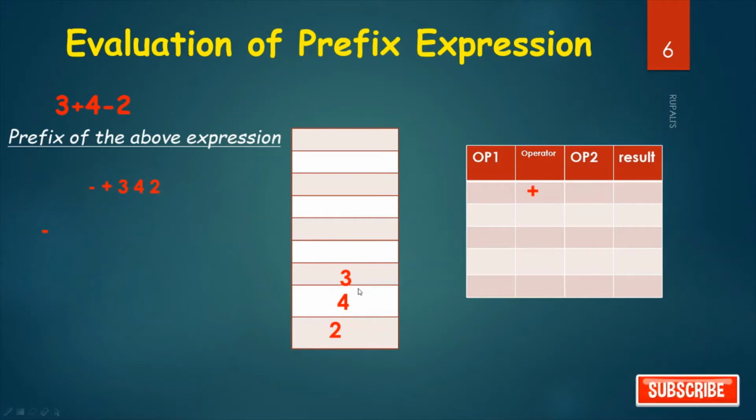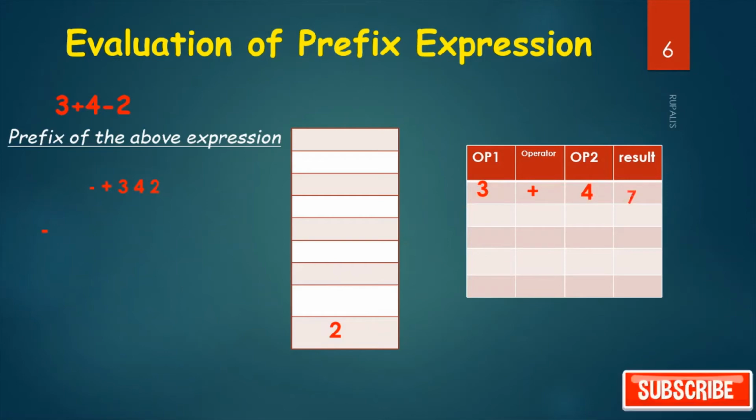In case of postfix expression, you have to pop the first element and it is OP2. Because stack follows LIFO rule. But in case of prefix expression, you have to pop the first element and it is OP1. So pop the first element, it is OP1, then it is OP2. Calculate the result and store it onto the stack.